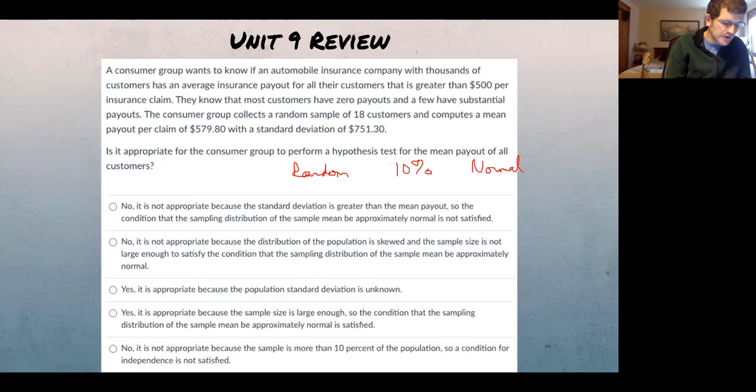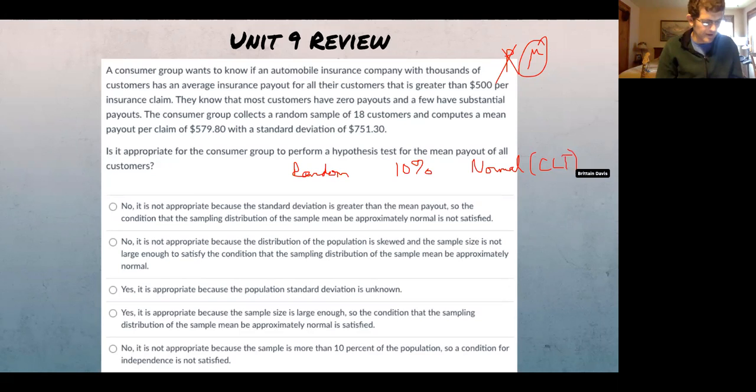So we first of all need to determine, are we looking at proportions or means? And it looks like this is means. So in this case, the central limit theorem is what we're turning to for normality. Is it random? Well, there's a random sample right here, so we're good. 10%. Well, our sample size is 18, so that is less than 10% of the population. We're talking about insurance, and there it says right here, thousands of customers. So we're good on that.